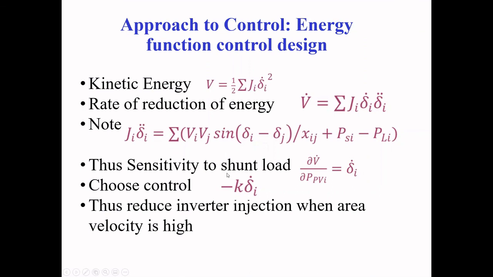We can expand that out, get the terms, and we say, well, what's the sensitivity of the total kinetic energy to the power injected by the photovoltaics? And the answer is, this is the rough shape. And so the control strategy, which gives us a nice strong suppression of oscillations, is by having the control roughly proportional to the velocity of the area. So we try to say we would be better off if there was a process that reduced the inverter injections when an area velocity is high.